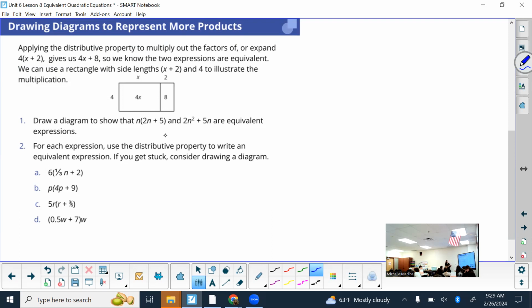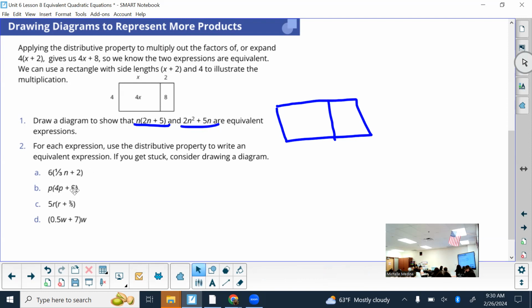You guys will now draw a diagram to show that these two expressions are equivalent. So now we're adding in extra variables, things like that. Don't overthink it. It's still the same procedure. Show that these two are equivalent by making your own diagram. Give me 1 minute before I'm talking. If you're already done with that, you can move on to distributing these, where the diagram is optional, but you still need to be able to distribute. Give you 1 minute on number 1.